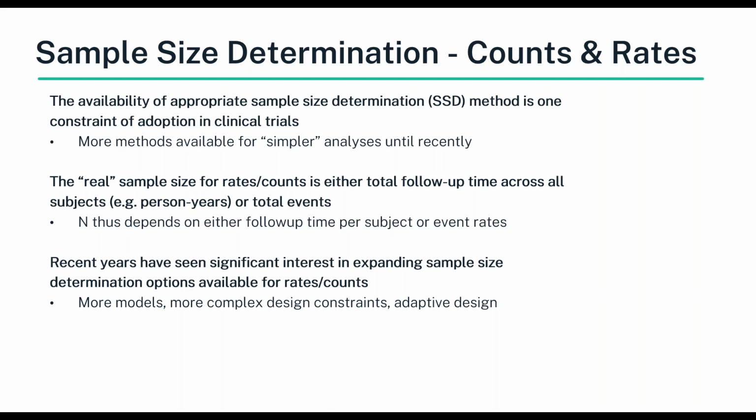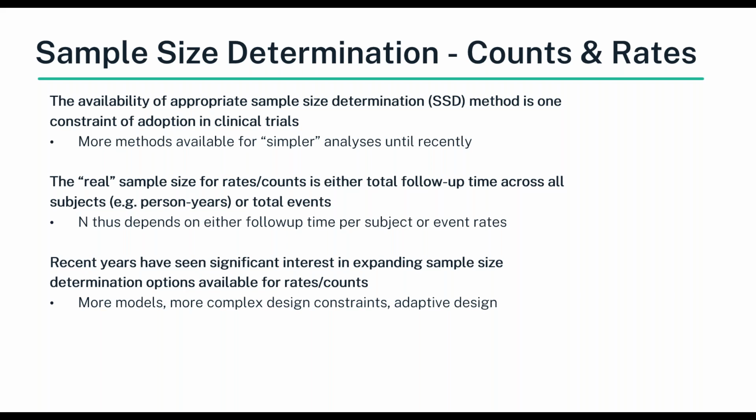Okay, and then the other option is that the real sample size can be based on the total number of events. For example, you may say that you require 500 different COPD exacerbation events before you can conclude the study, in which case the sample size becomes a function of how long it takes to get that number of events. However, I should mention that this perhaps isn't as common in practice.